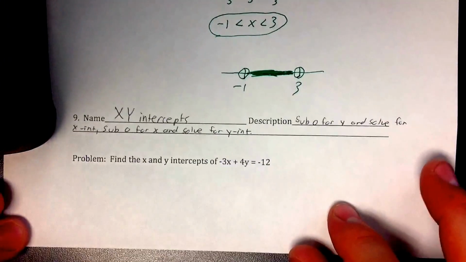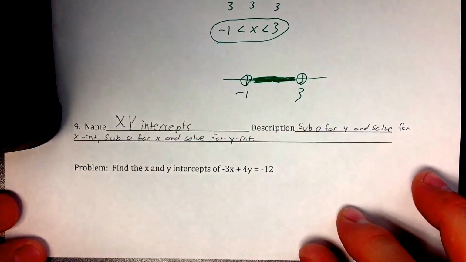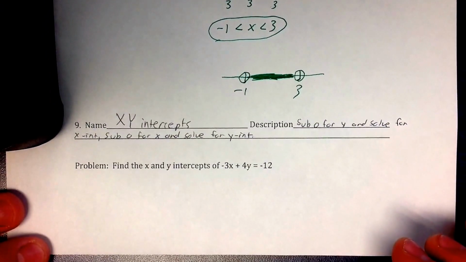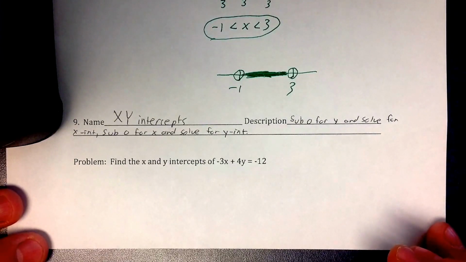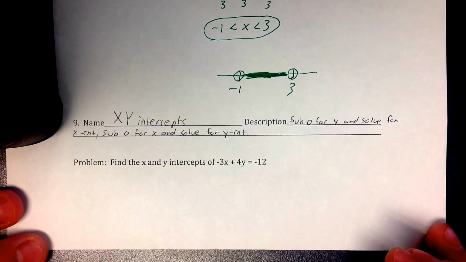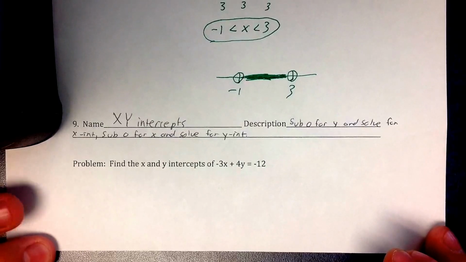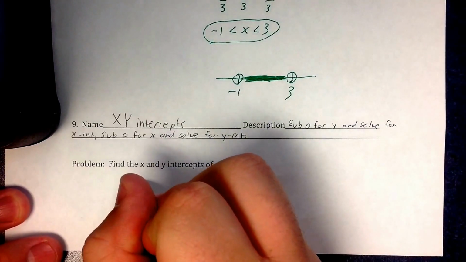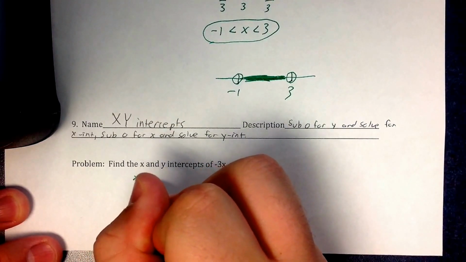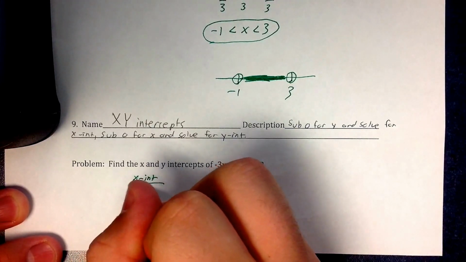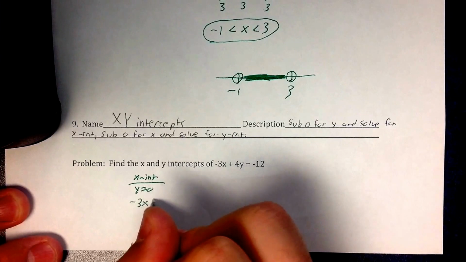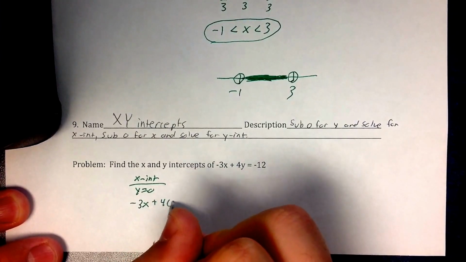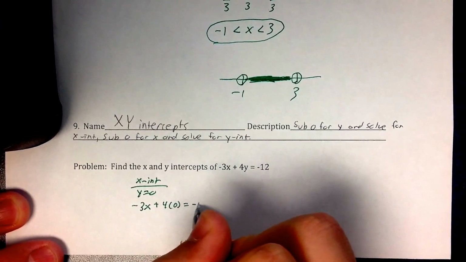Okay, number 9 is x and y intercepts. Find the x and y intercepts of negative 3x plus 4y equals negative 12. So the description: substitute 0 for y and solve for the x-intercept, and substitute 0 for x and solve for the y-intercept. So for the x-intercept, I let y equal 0. So that means I'd have negative 3x plus 4, putting in 0 for y, equals negative 12.